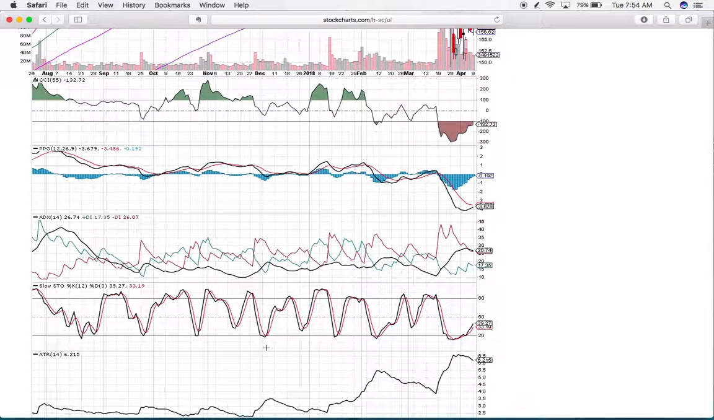Stochastics is another overbought, oversold indicator. This is the stochastics indicator. I look at it occasionally just to see if it's down. It's similar to the RSI. If it's down near the 20, it means it's oversold. If it's up near the 80, it's overbought. So it's a similar indicator as well.